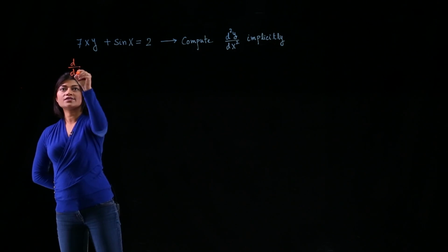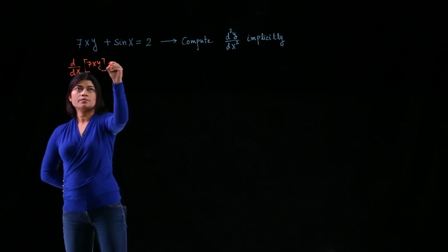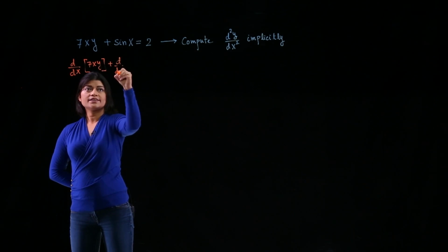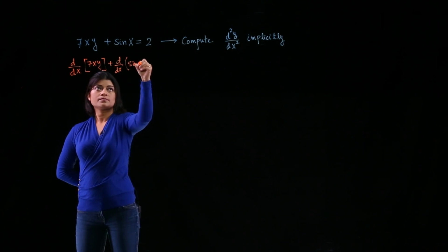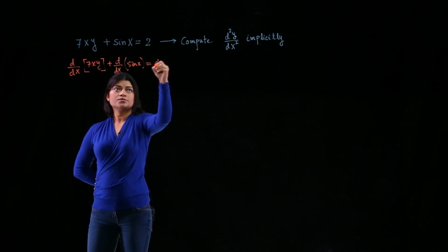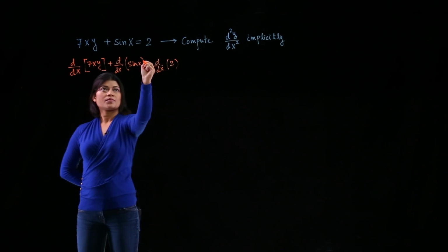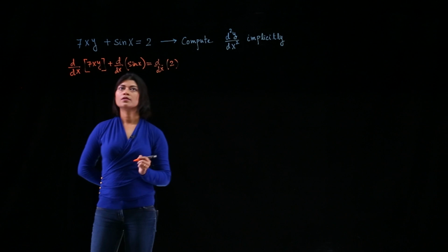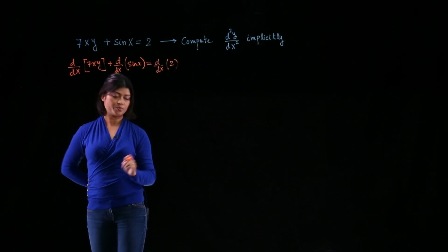So we'll have d dx of 7xy plus d dx of sine x, that's equal to d dx of 2. Okay, so let's evaluate each derivative separately.